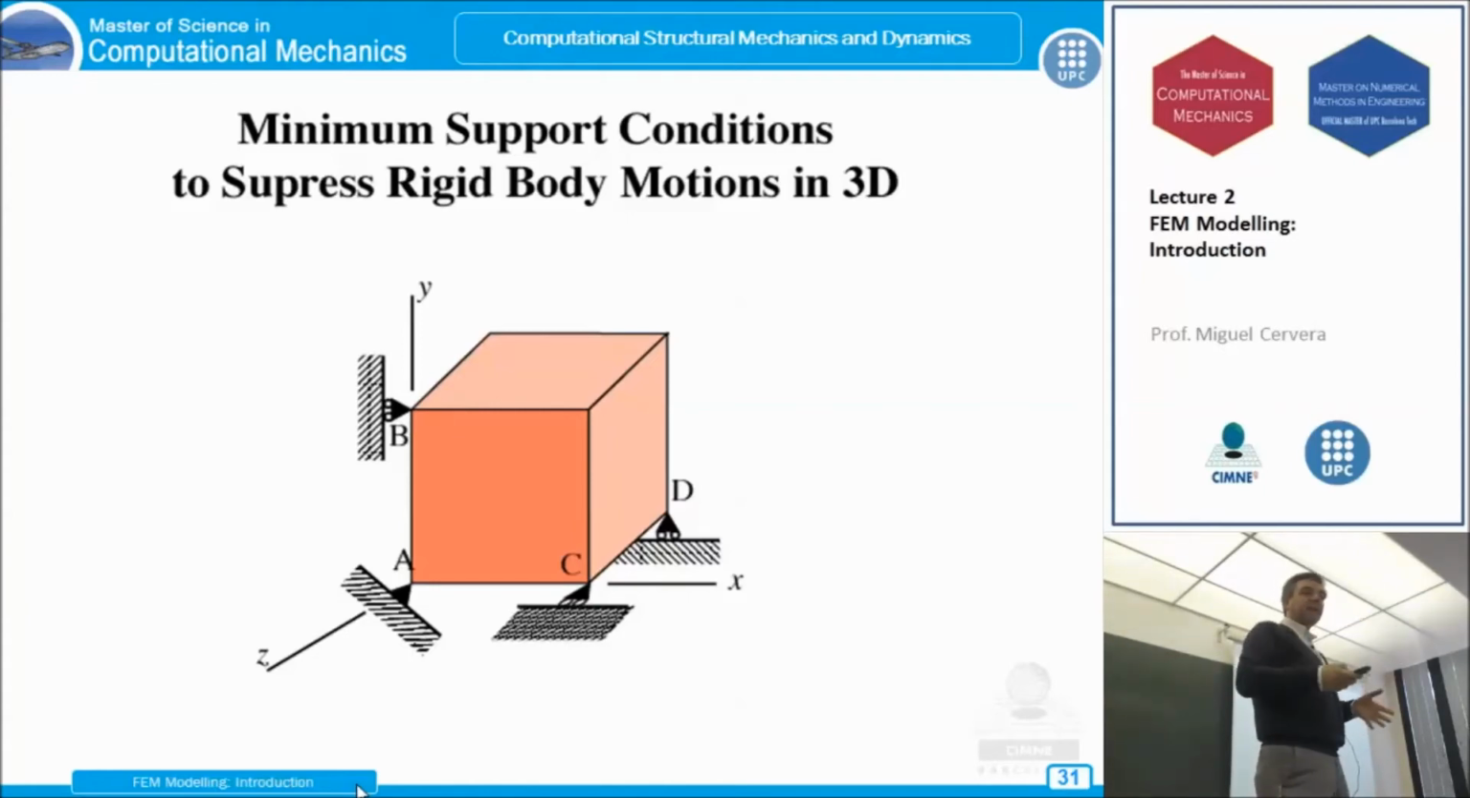You may set up an experiment and think you are doing bending of a beam. I have seen this happening in the lab: setting up an experiment to do bending of a beam, and then the beam goes boom, because the torsion has not been suppressed. You see, this happens.